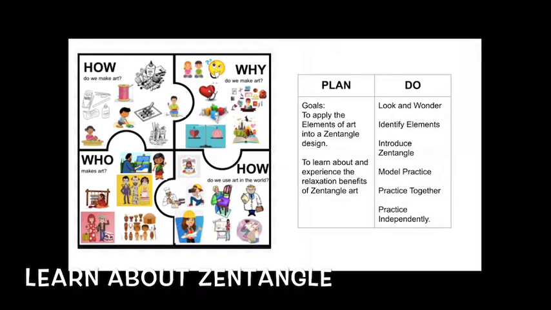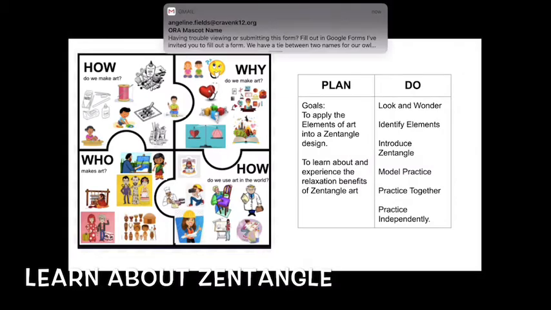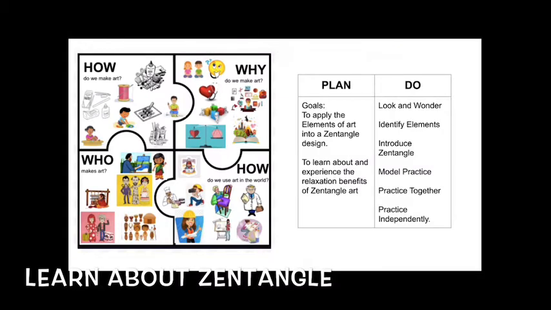Now our do, remember, do is how we're going to make these goals happen, how we will reach our learning goals. We're going to participate in a look and wonder activity. We're going to work together to identify the elements as a review in Zentangle art. I will introduce Zentangle art to you and give you the background history of it. I will model a Zentangle practice to you. Then we will practice together through a guided practice. And then you, at the end of that time, will have time to practice independently to apply your skills. All right, let's get started.